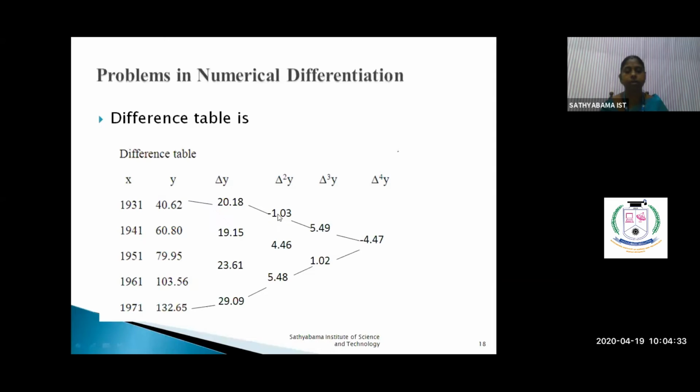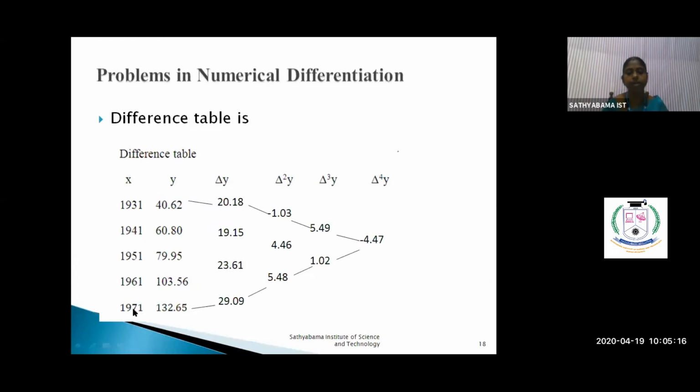And the second order differences: 19.15 minus 20.18, so that's minus 1.03. Like this 23.61 minus 19.15 is 4.46. And 29.09 minus 23.61 is 5.48. That is my second difference. Like this, we can find the third and fourth differences. And I have marked here: this is y naught, this is delta y naught, delta square y naught, delta cube y naught, and delta power 4 y naught. And like this, at the end, it is xn.